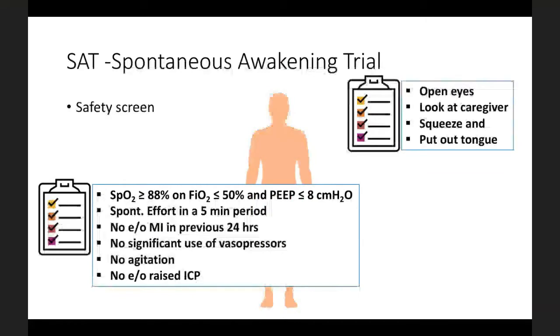And then you check the objective indicators like saturation more than 88% on an FiO2 less than 50%, and a PEEP less than 8 centimeters of water. Spontaneous effort in the last 5 minutes. No evidence of myocardial ischemia in the previous 24 hours. No significant use of vasopressors, no agitation, no evidence of raised ICP.